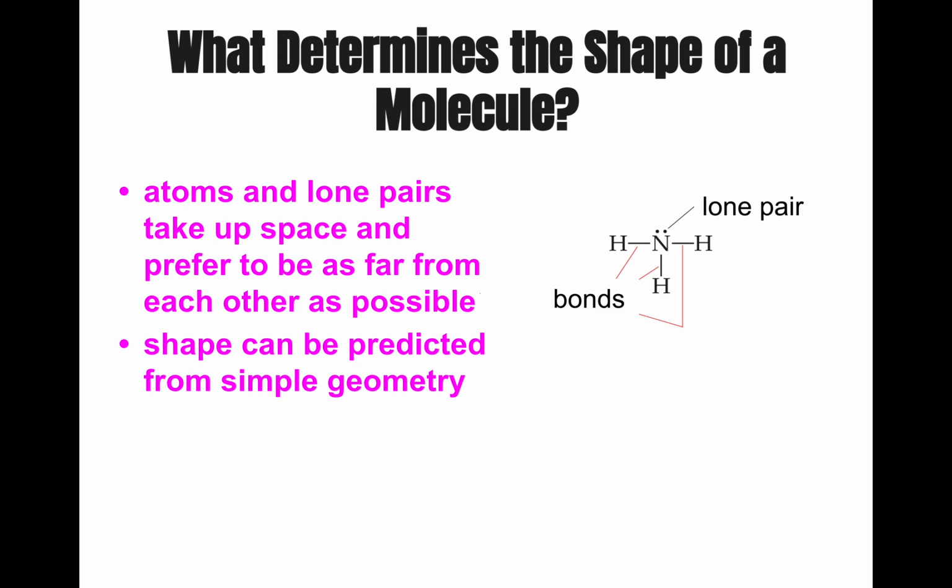Shapes can be predicted by using some simple geometry and by understanding that electron pairs want to be as far away from the other electron pairs as possible.